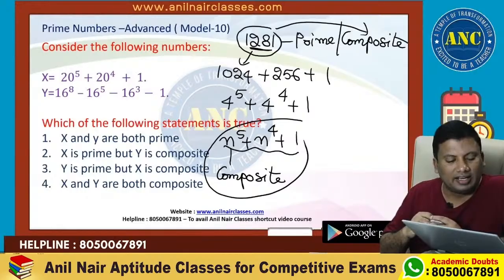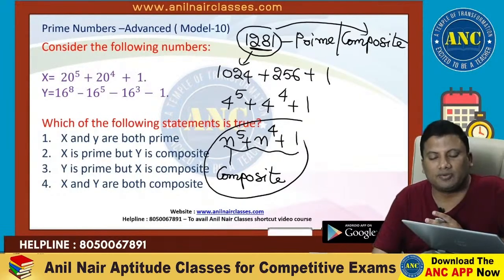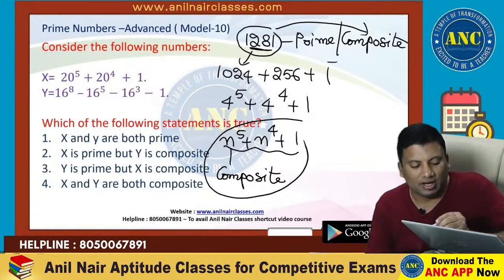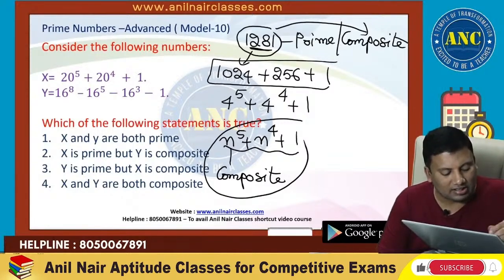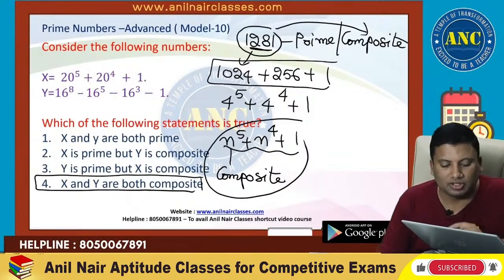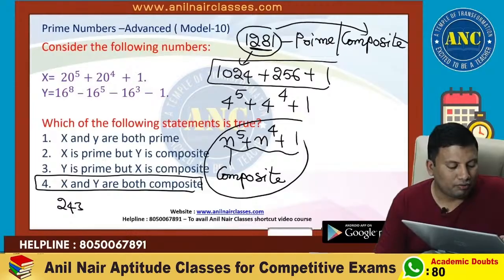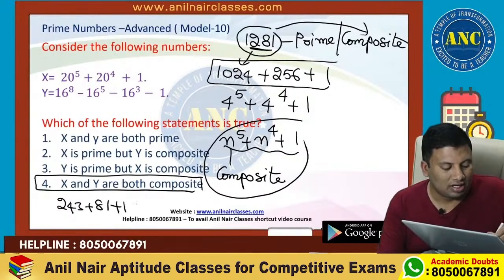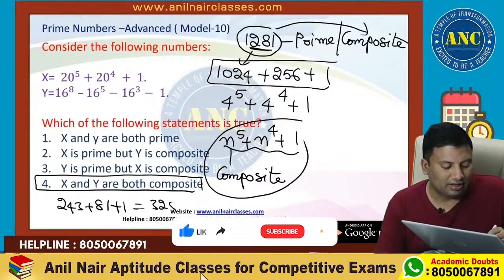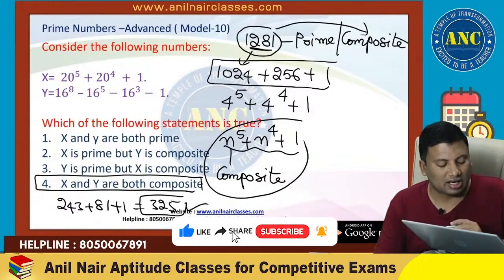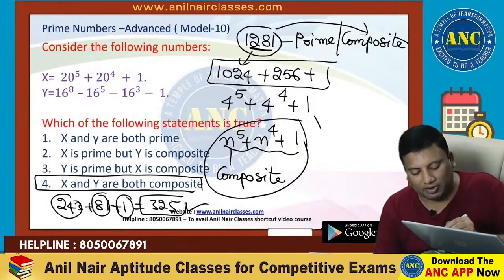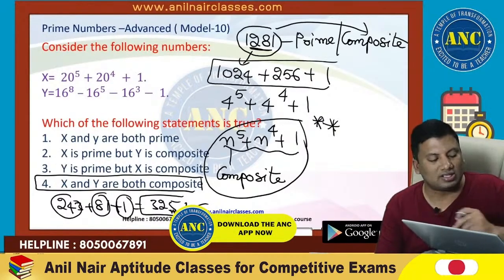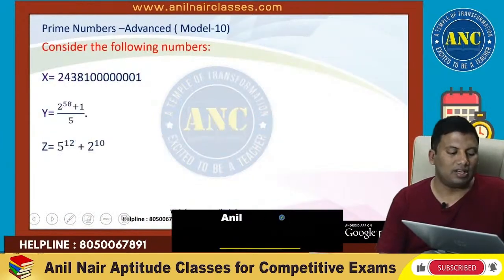I hope the idea is clear, right? 1281: 8 plus 1 is 9, 9 plus 2 is 11, 11 plus 1 is 12. You can also write it like this: n^5 + n^4 + 1. So the answer is x and y both are composite. You can do it as 243 plus 81 plus 1. Suppose the question is 325, it is ending with 5, so it is composite. Or 3^5, 3^4 and 1. n^5 + n^4 + 1 is always a composite number.